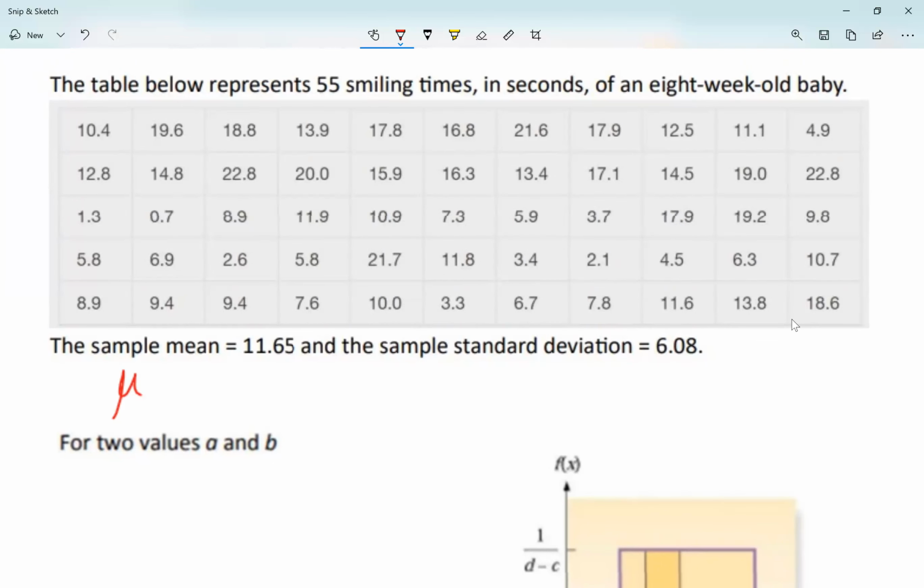I have to go A plus B. Okay. First of all, let me find which one's the smallest number and which one's the biggest number. I see here, see my smallest number.